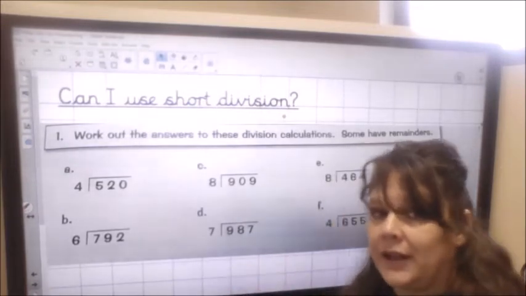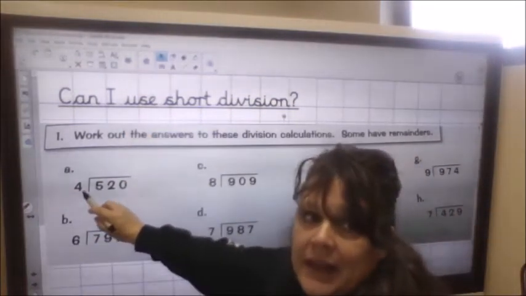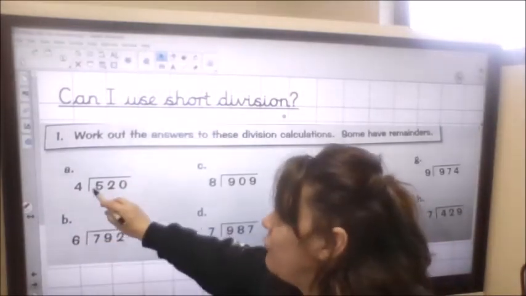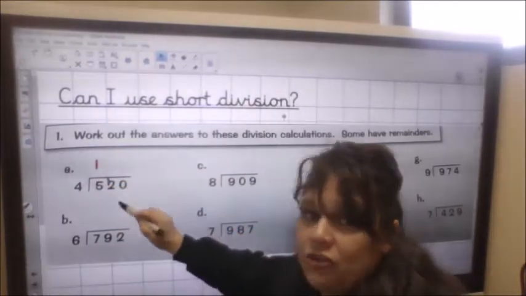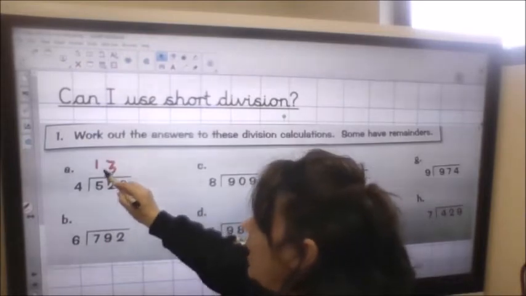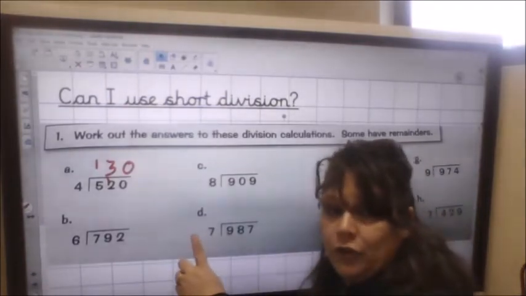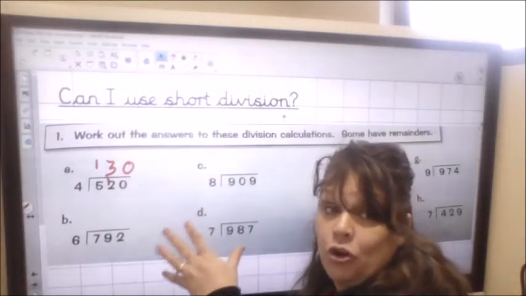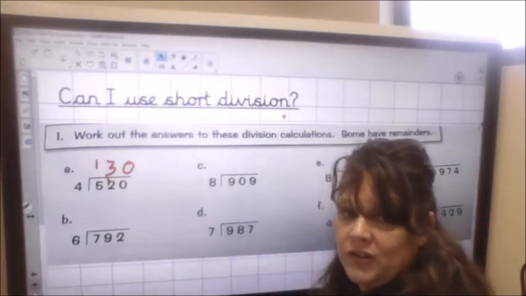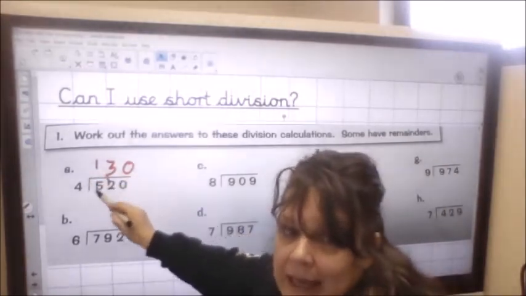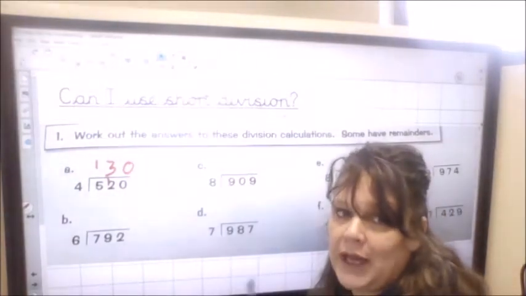So let's have a go. Let's have a look at A. We've got 520 divided by 4. So 4 goes into 5 once, and there's 1 left over. 4's into 12 go 3, and there's nothing left over there. And 4's into 0 doesn't go. So 4's into 520 is 130. So 520 divided by 4 is 130. If you get a bigger answer on the top here, then you have done something wrong. When we divide, we always get a smaller answer.